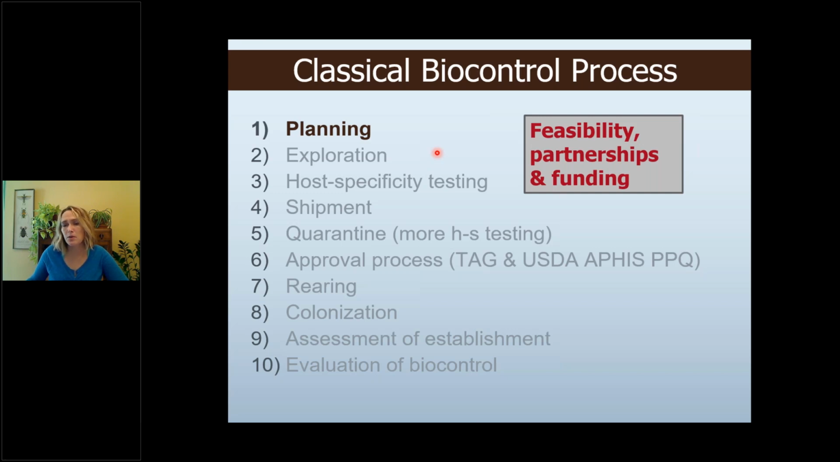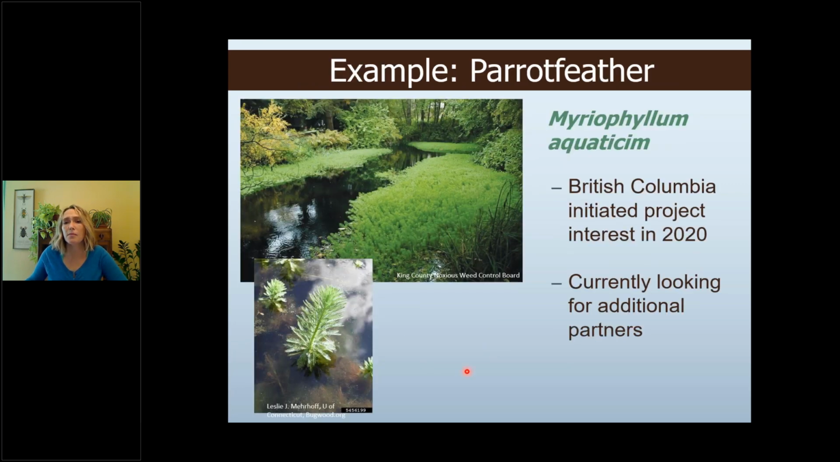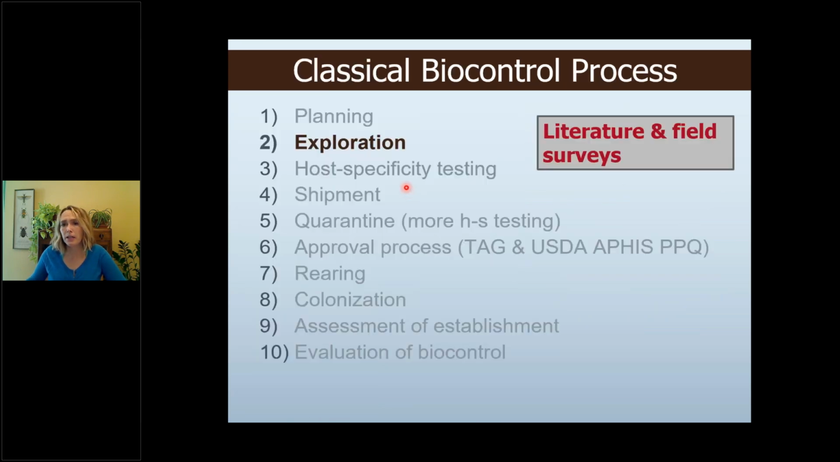Biocontrol programs are rarely funded by one large source. It usually involves a consortium with a lot of groups putting in smaller amounts of funds in order to have a common goal of a biocontrol agent. So an example of this is parrot feather. In 2020, British Columbia initiated a project. They're trying to find interest from other partners who are interested in trying to find a biocontrol agent for parrot feather. So once we have the money and we're all set to go, then we begin with the exploration.